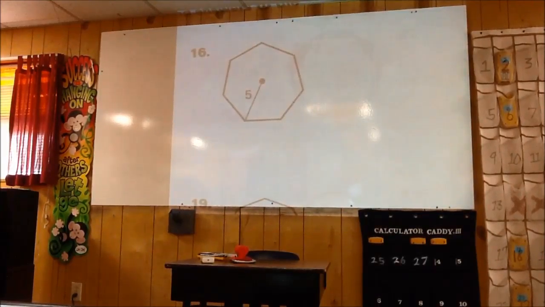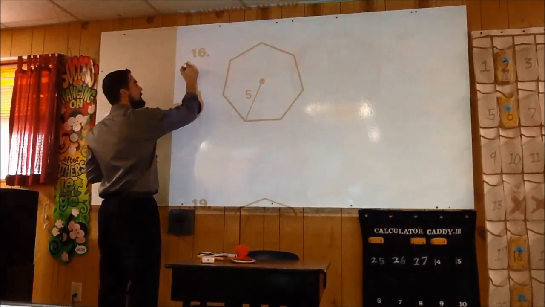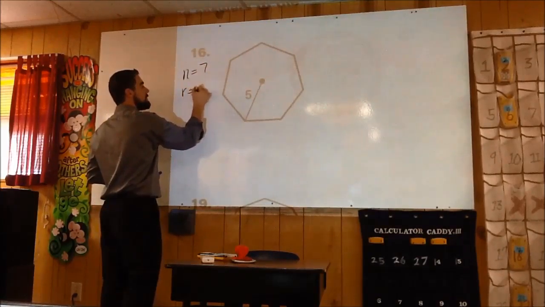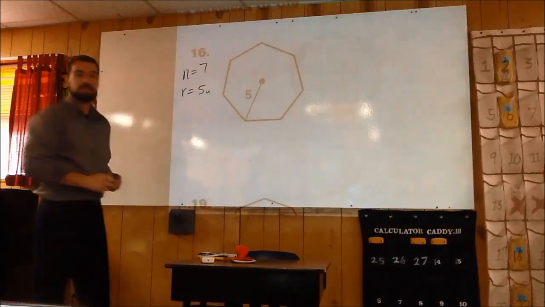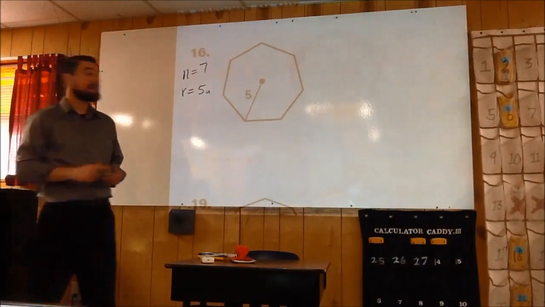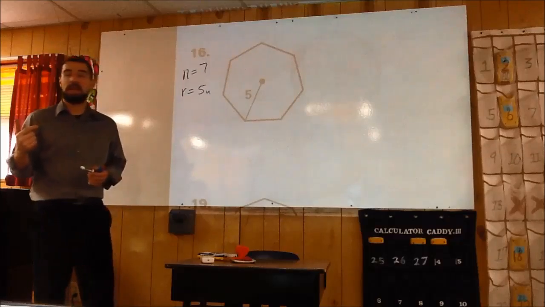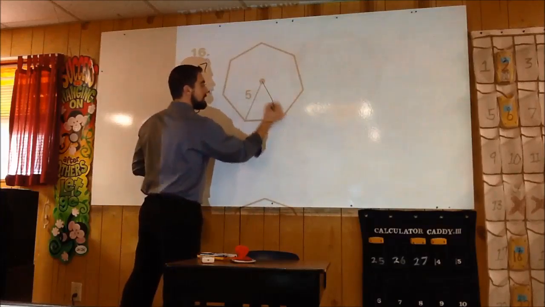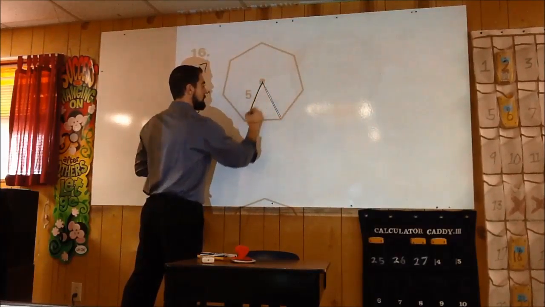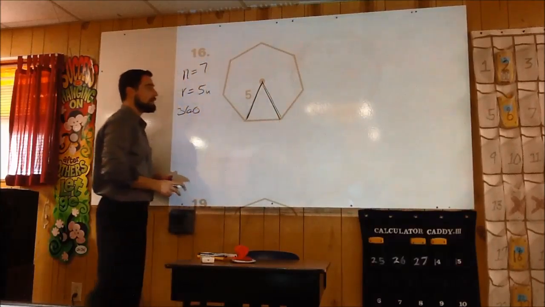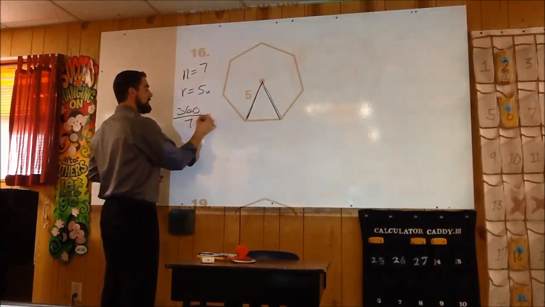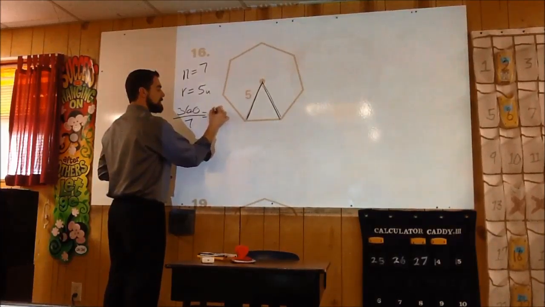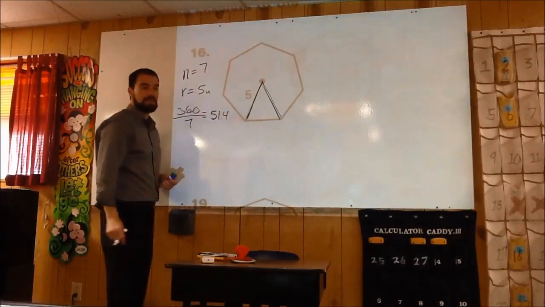Number 16. How many sides we got? 7. What else are we given? Radius is 5 units. So this is a whole lot like the problem we just got done, number 14. What's the measure of the central angle created by 2 consecutive radii? Let's go ahead and round to the nearest tenth. Round to the nearest tenth is 51.4.